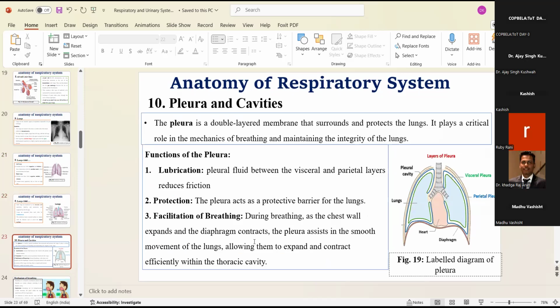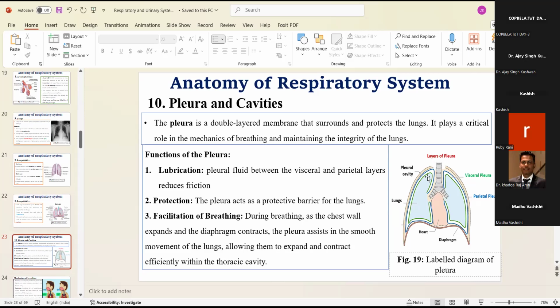After the lungs, another very important part of the respiratory system is the pleura and its cavities. The double-layered membrane that surrounds and protects the lungs is known as the pleura, and it consists of some cavities. The pleura has two layers, the visceral pleura and the parietal pleura, and between them there is some liquid, and this liquid has some functions.